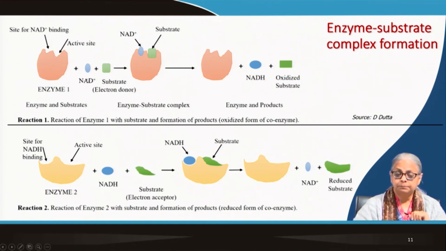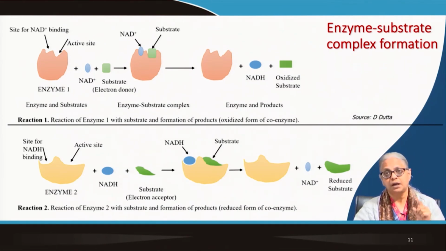Here we have NAD plus. This NAD plus is positively charged. When it binds to the enzyme complex, enzyme 1, along with the substrate, this entire complex gets activated. It will then, the substrate is the electron donor, and two things will happen.